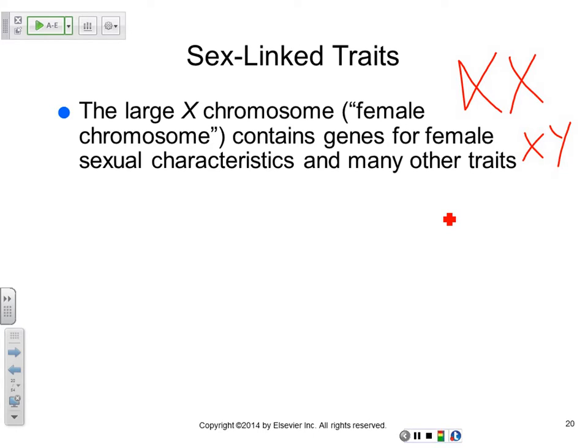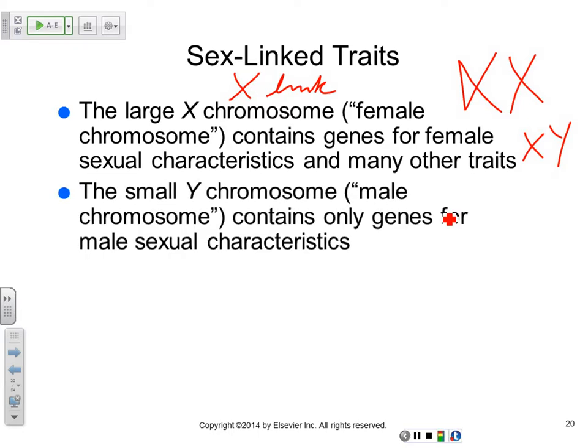And so anything that's on the X chromosome, or number 23, will be a sex-linked trait. Sometimes they call it X-linked because it's on the X chromosome. So X-linked and sex-linked, same thing, right? The male has, of course, the Y chromosome, and that is much smaller than the X, all right? And it only contains genes for male sexual characteristics. Okay, they don't have any of those other genes that the females have at their disposal. So anyway, that kind of marks the differences.